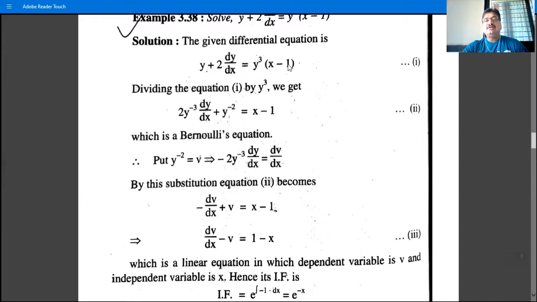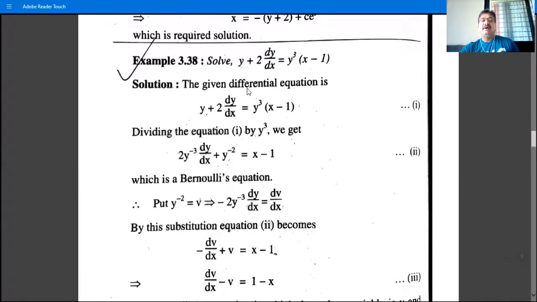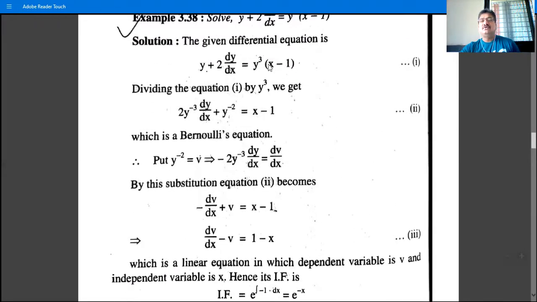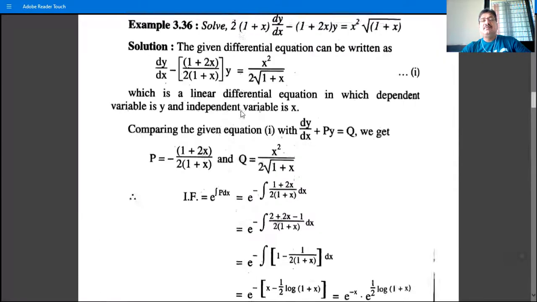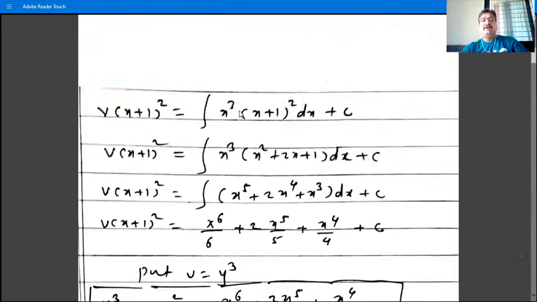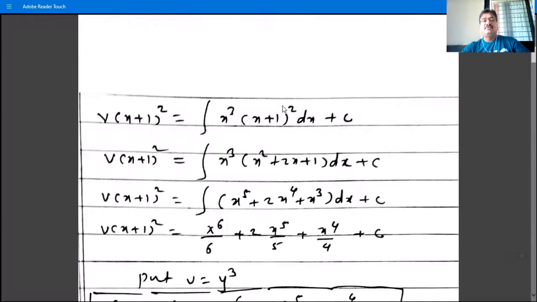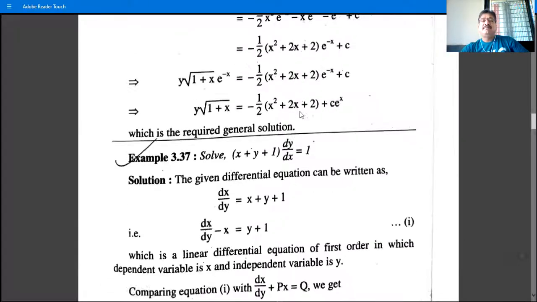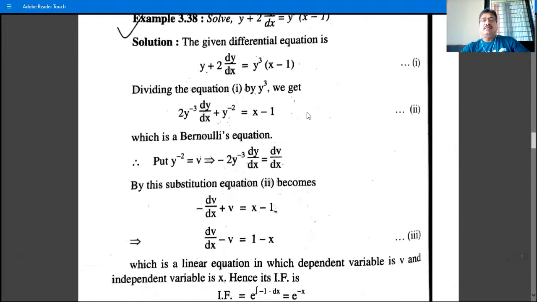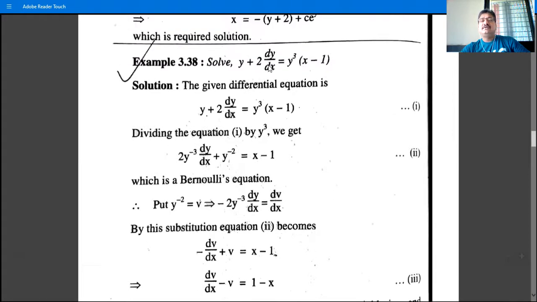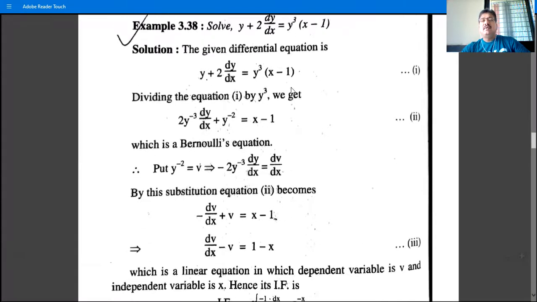is equal to (x minus 1) y cube, and this is the Bernoulli's differential equation of the form dy by dx plus P(x) y is equal to Q(x) into y raised to n. So the value of n is 3. So dividing throughout by y cube. So this differential equation is of the form dy by dx plus P(x) y is equal to Q(x) y raised to n. So this is the Bernoulli's differential equation, and the value of n is 3. So dividing throughout by y cube, this is the next step.